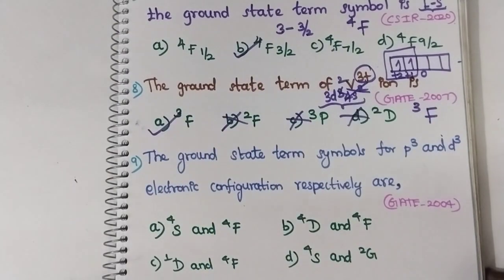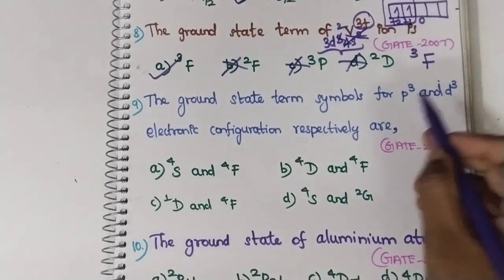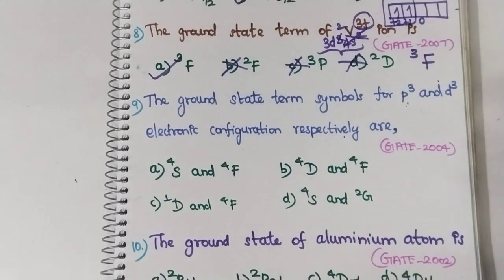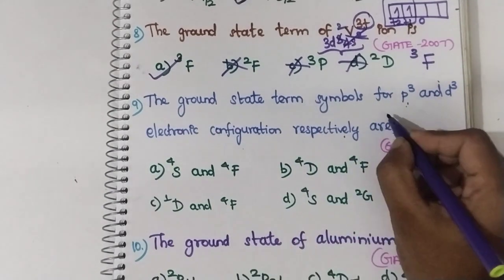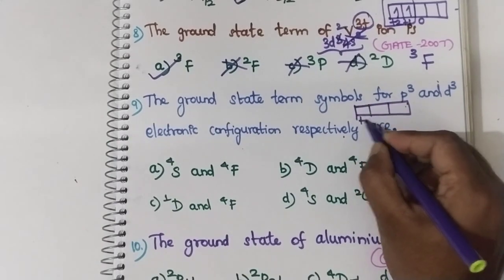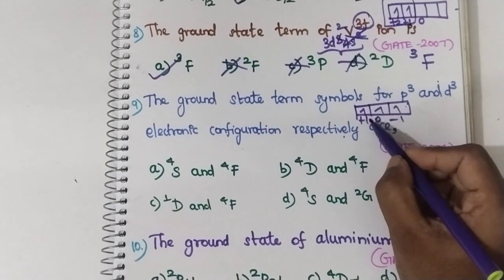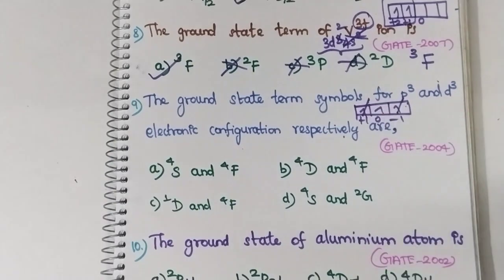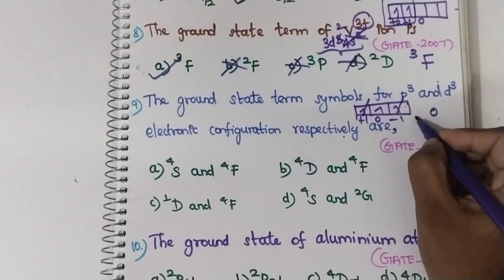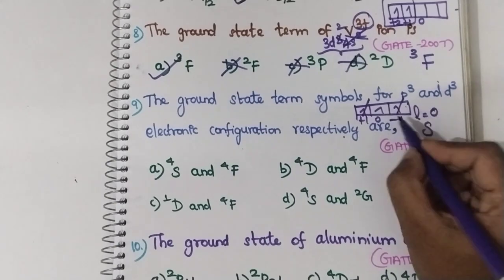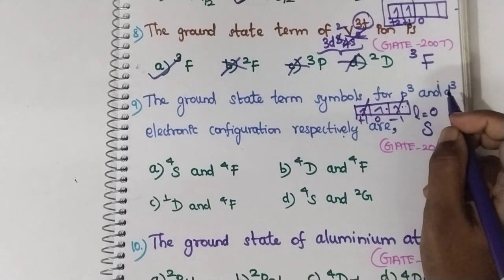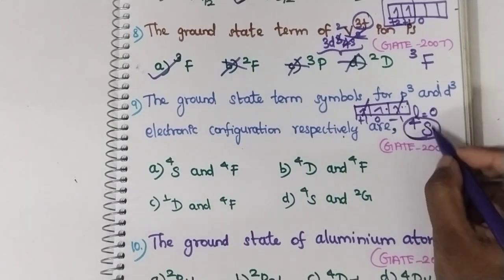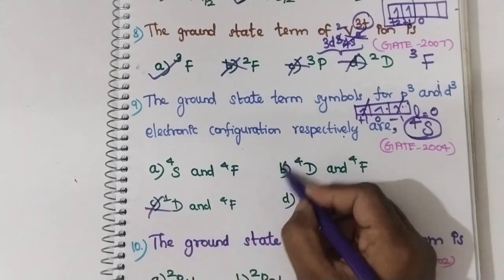Okay. Now, the ground state term symbol for P3 and D3 electronic configuration respectively. For P3, we find the answer as S4, right? Because P3 means plus 1, 0, minus 1. You will get cancelled, right? This plus 1 and this minus 1 will get cancelled and you will get a value as 0. L value 0 means it will be S. And 3 electrons are present, 3 by 2. S value will be 3 by 2. 2S plus 1 means it is 4, right? S4 for P3. Okay, for P3 it is S4. You can eliminate these two options.